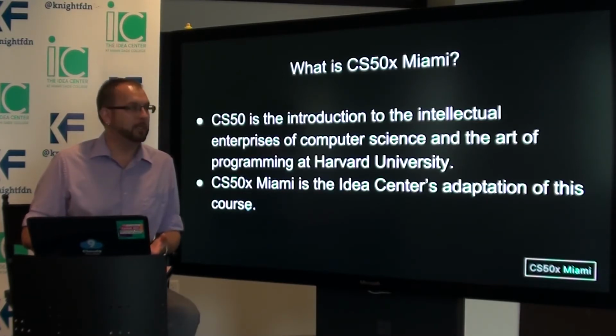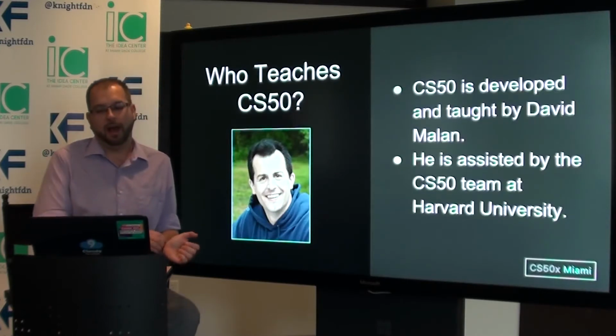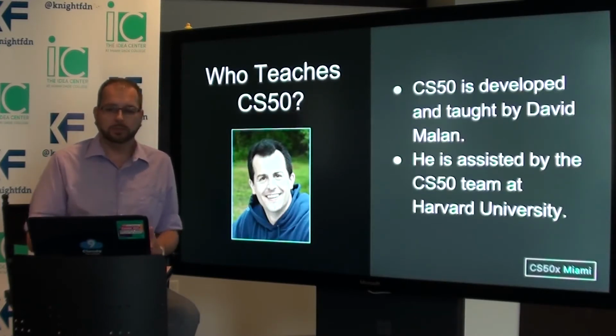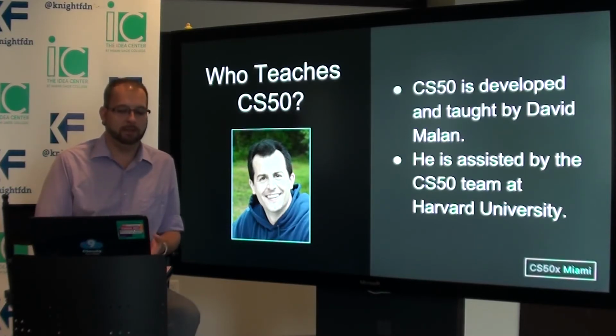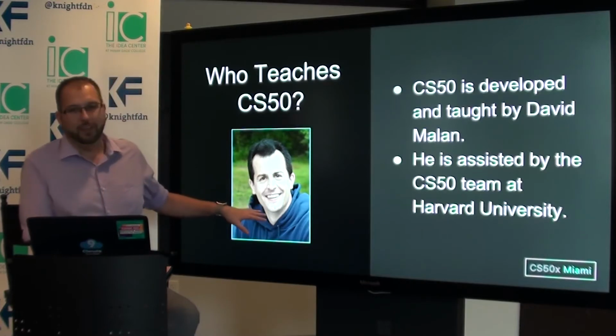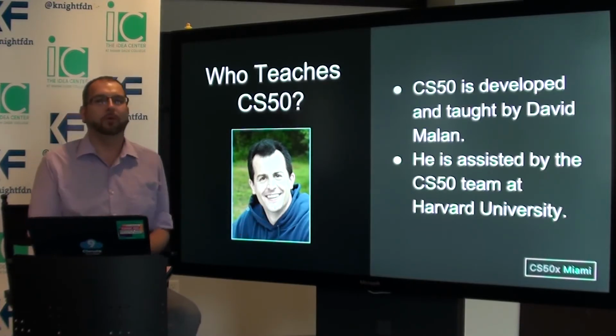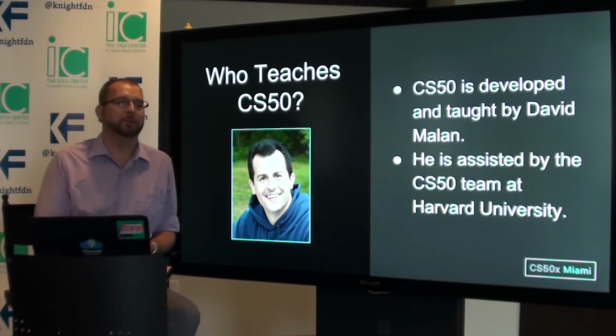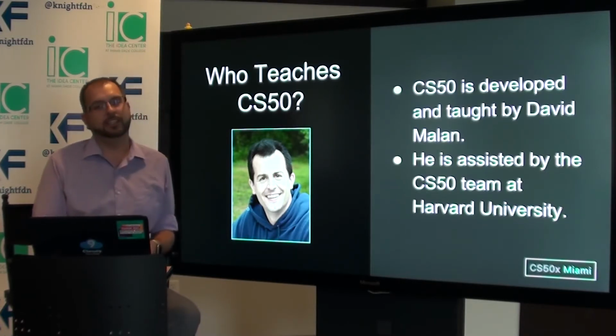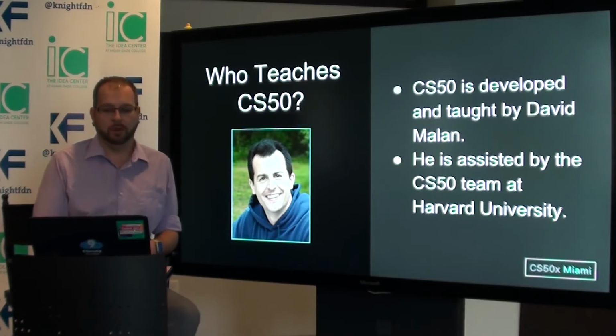Now, this course has been taught for many years at Harvard, and the most current iteration of the course is developed and taught by Professor David Malan. So you probably don't recognize this face yet, but throughout the course you'll become very familiar with David and the rest of the teaching fellows that work up at Harvard developing the course and the course materials.